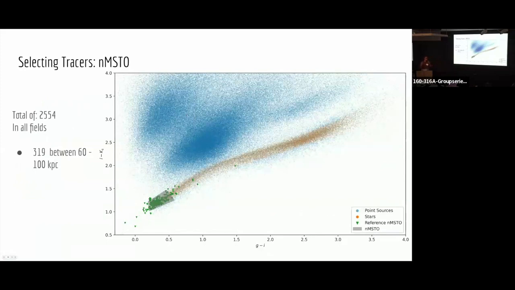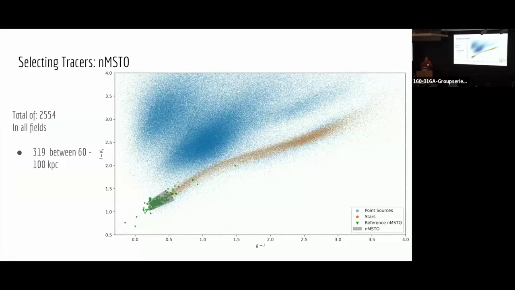So if we consider a bin between 60 and 100 kiloparsecs, at 100 kiloparsecs we bump into our 90% completeness limit. So it's a bit of a problematic tracer, but it also allows us to have much higher statistics compared to RGB stars or K giants that were used in all the studies to probe the wake, as has been shown before. With near-main sequence turn-off stars, we got around 2,500 stars, of which around 300 were between the 60 and 100 kiloparsecs of interest for this study.